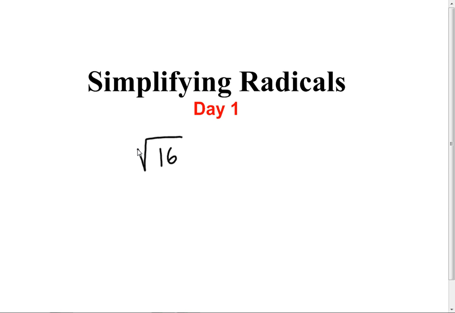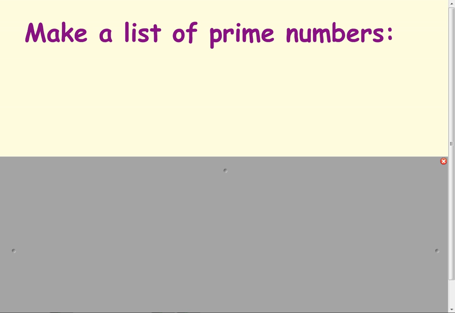Okay, what is the square root of 16? What is it? Joe? What's the square root of 16? It's 4. In other words, what number times itself gives you 16? 4. Okay, this should be easy today.